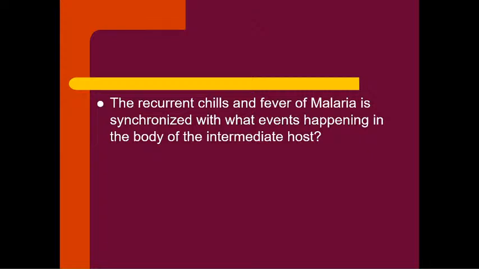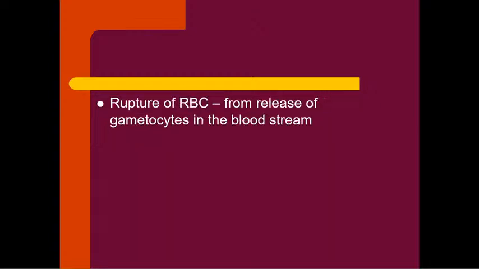Now, the recurrent chills and fever of malaria is synchronized in what event with what events happening in the human body of the intermediate host? The rupture of RBCs. Okay? Kaya ka nagkakaroon ng fever. All right? Rupture of RBCs and there is a subsequent release of the gametocytes in the bloodstream.